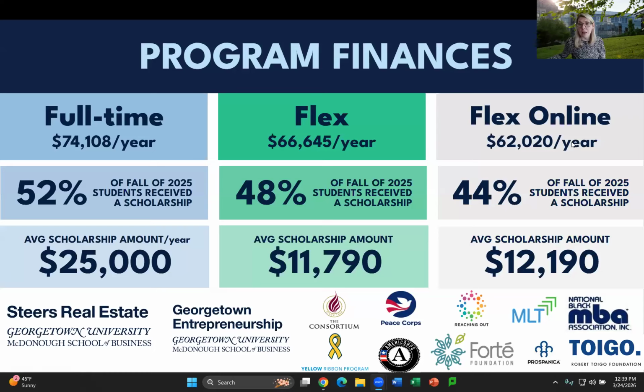For Flex MBA Online, again, this is an estimate based on our curriculum of what you would pay per year. And then 44% received an award from our office, so getting close to half. And then 12,000-ish was the average award.